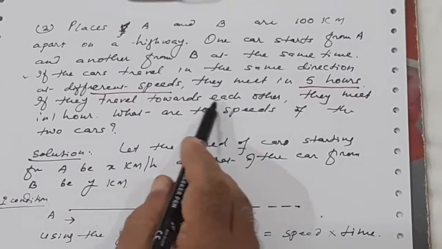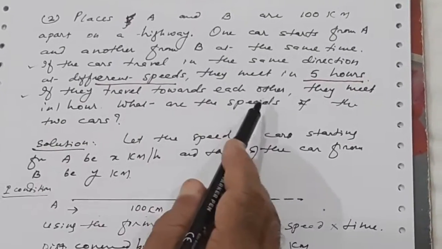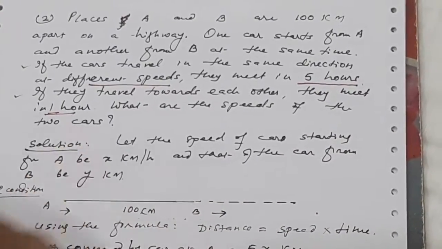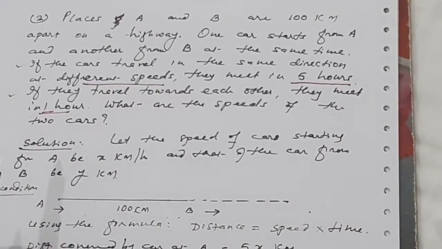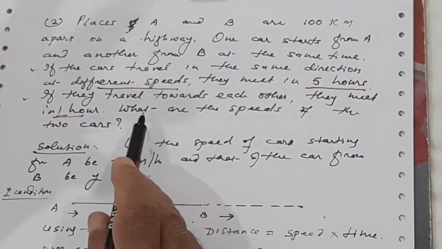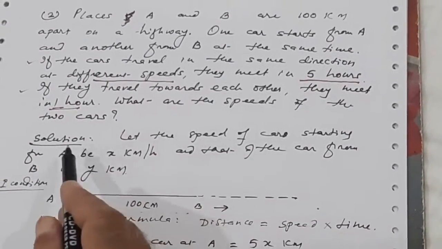If they travel towards each other, this is the second condition. If they travel towards each other, they meet in 1 hour because they are coming to each other. What are the speeds of the two cars? So what is the question? What are the speeds? So we'll assume their speed.